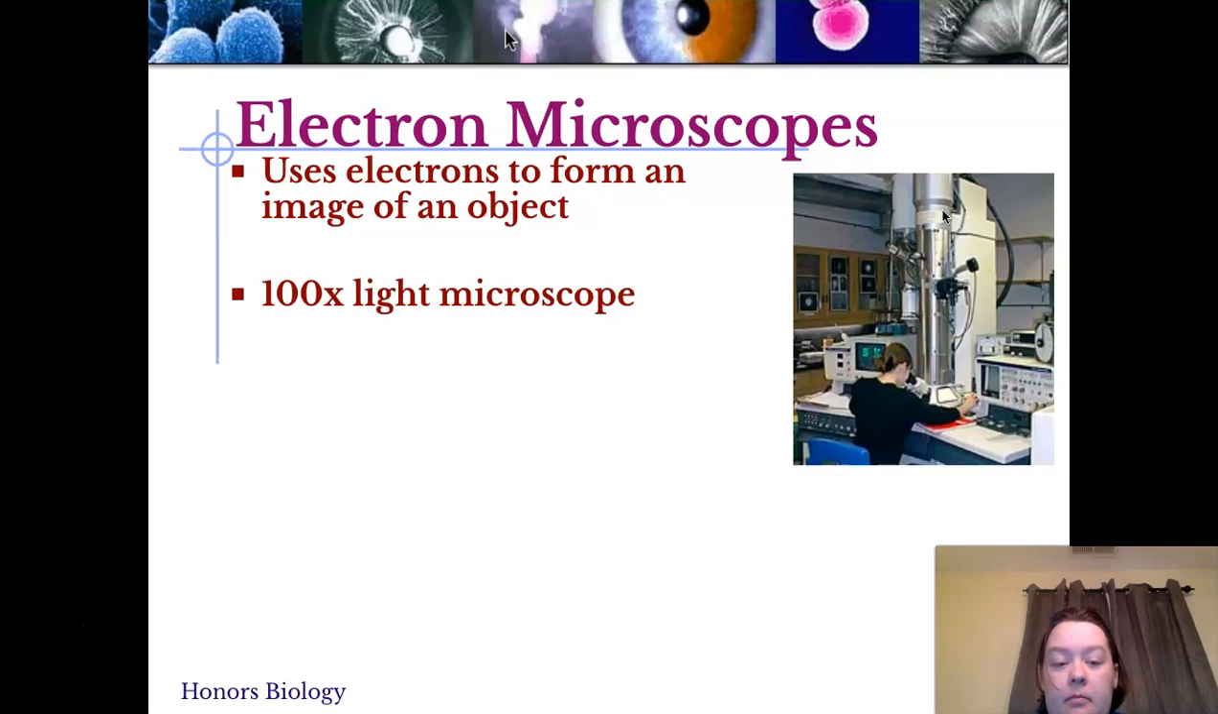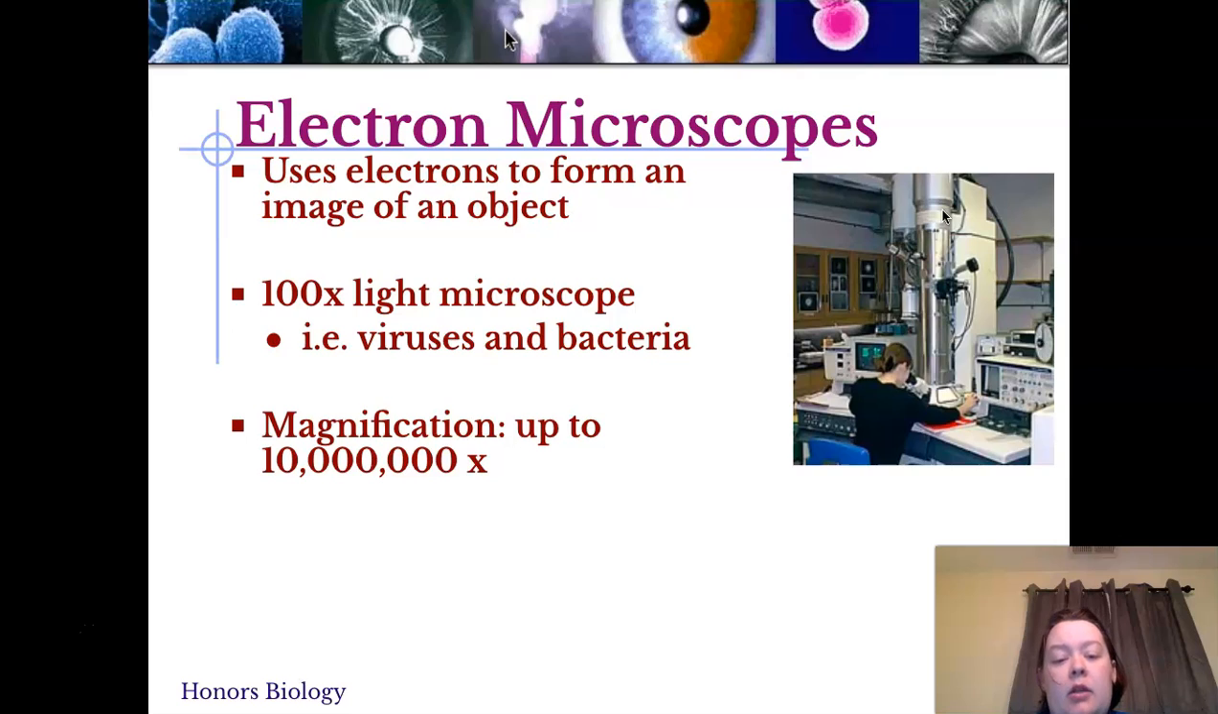And it is 100 times more powerful than a light microscope. It helps you see things like viruses, bacteria, proteins. Sometimes there are even ones that can let you see as small as an atom. The magnification on an electron microscope can go up to 10 million times larger than the object actually is. So it can magnify an image up to 10 million times larger.